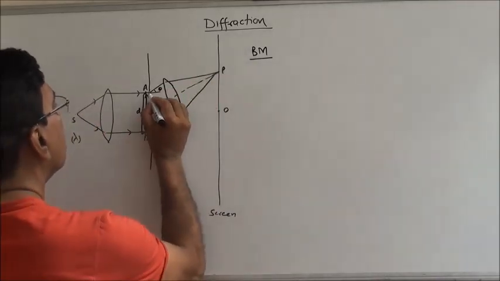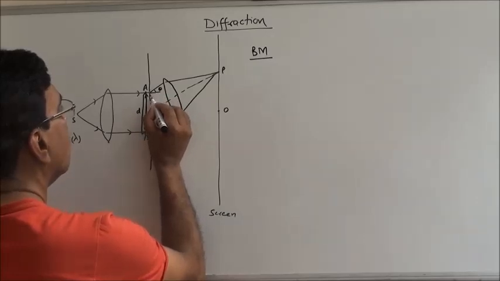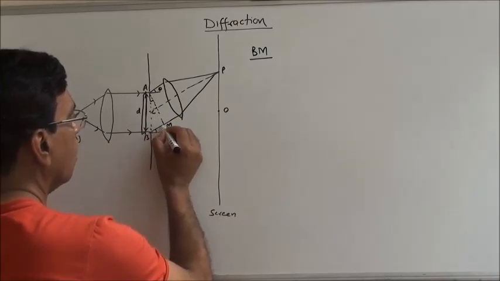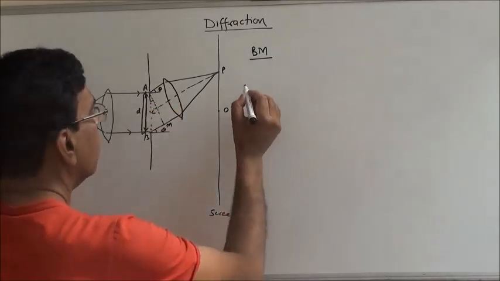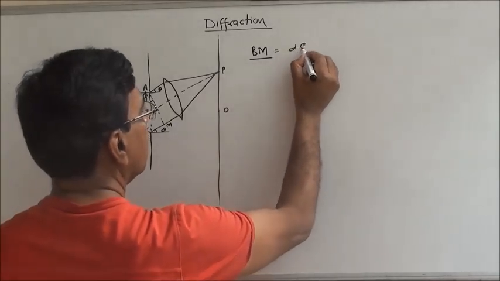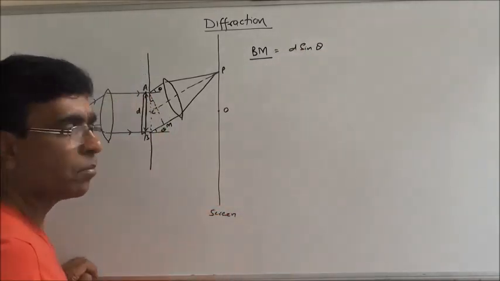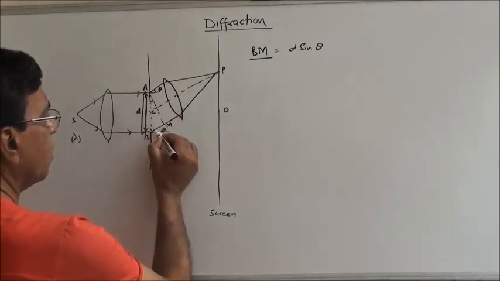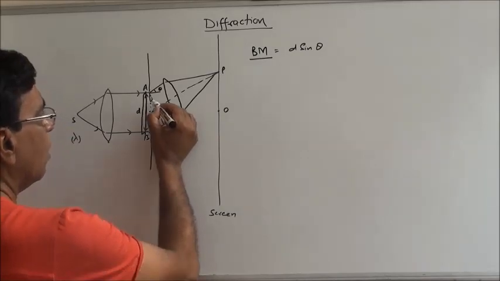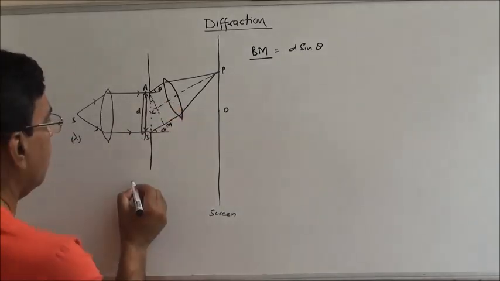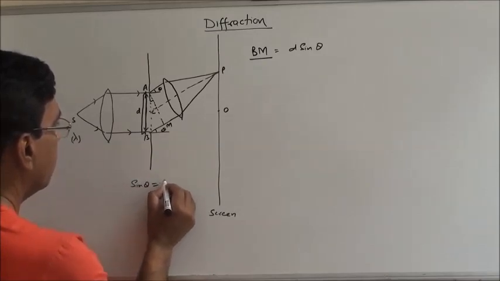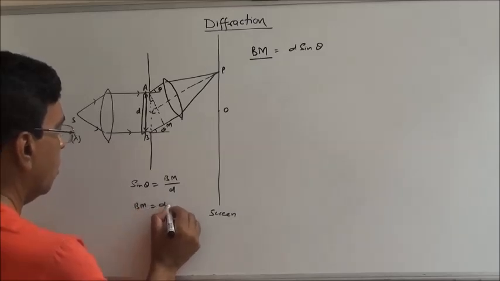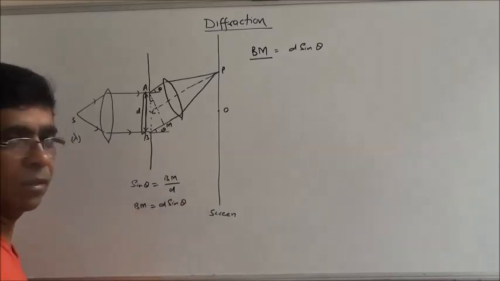And what is the value of BM? This is theta, this is 90 minus theta, so this is theta, this is the hypotenuse. I need the perpendicular. This by this is equal to sine theta. So actually this becomes d sine theta. This is theta, 90 minus theta, theta. From this triangle, this is d, this is what I want, and this is sine theta. So sine theta is perpendicular upon hypotenuse, so BM becomes d sine theta.